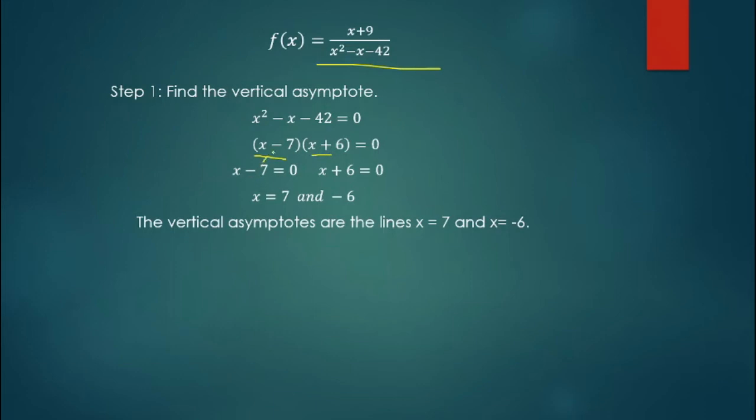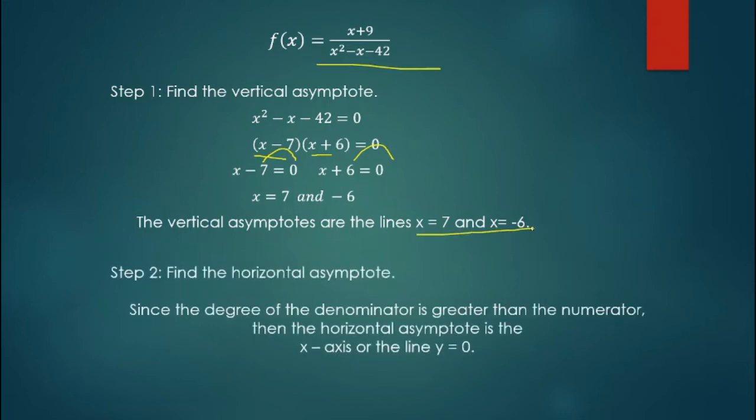So transpose negative 7 to the right side, magiging positive, and positive 6 to the right side, magiging negative. So we have positive 7 and negative 6. So these are the vertical asymptotes. Next, since the degree of the denominator is greater than the numerator, then the horizontal asymptote is the x-axis, or y is equal to 0. So automatic na yan.